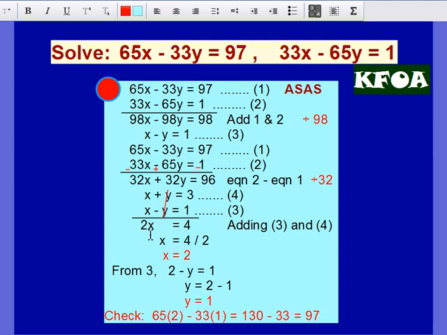So 2x equal to 4, x is equal to 4 upon 2. We got one value, and from equation 3 or 4, any one you can apply. So 3 is x minus y is equal to 1. So 2 minus y equal to 1, y equal to 2 minus 1. Y I shifted here, 1 I brought this side, y equal to 1. You can check your answer for your satisfaction.